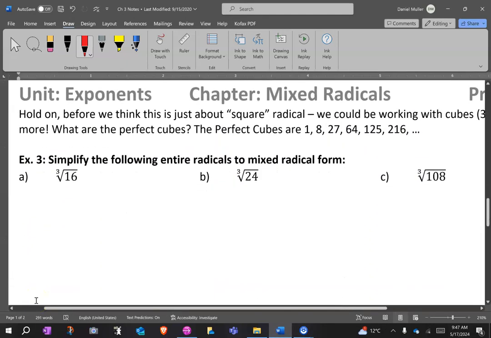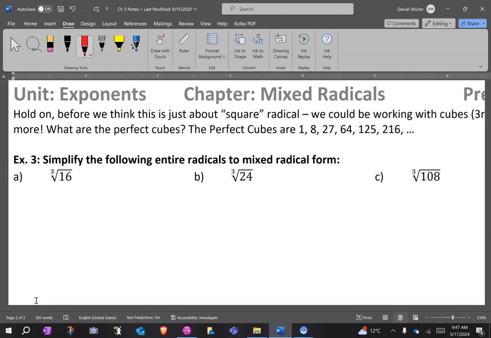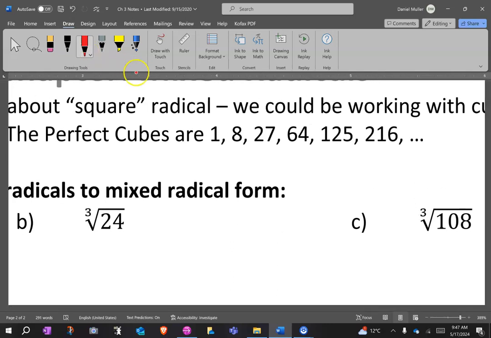Okay. So it says, hold on. Before we think this is just about square roots or square radicals, we could be working with cubes, which is the 3rd power. So there are some perfect cubes, things like 1, 8, 27, 64. You get these, by the way, from saying, well, what's 1 three times? 1 times 1 times 1? Well, that's 1. Or what is 2 three times? 2 times 2 times 2 is 8. What is 3 three times? Well, 3 times 3 times 3 is 27. That's where these come from. But let's take a look here.